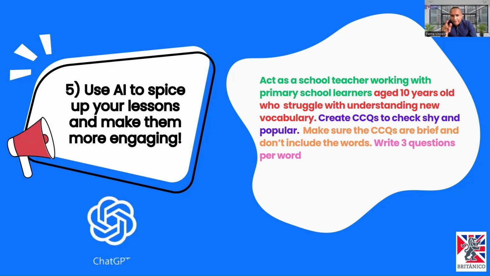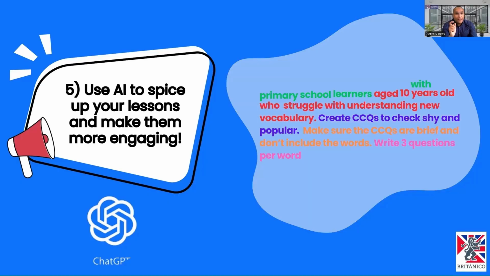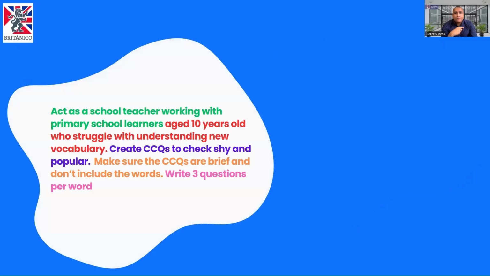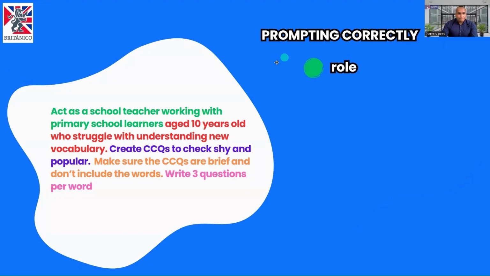I'm sure you notice there are different colors, and this is because each color represents or shows an important part of the prompt. Let's look at it. Here we have the prompt and the colors, and we have the parts. Prompting correctly is really important. So the first is the green part, the role. Act as a school teacher working with primary school learners, with secondary school learners.